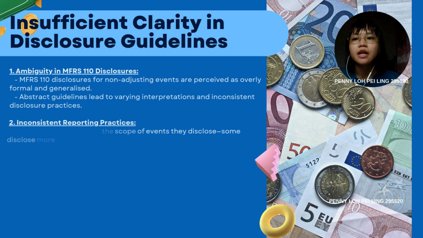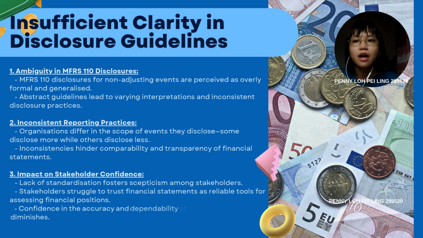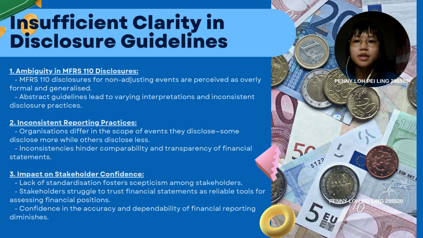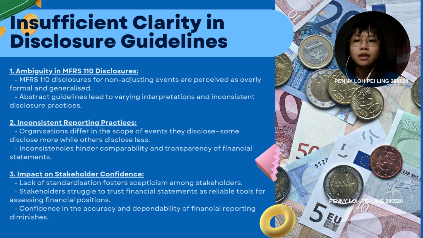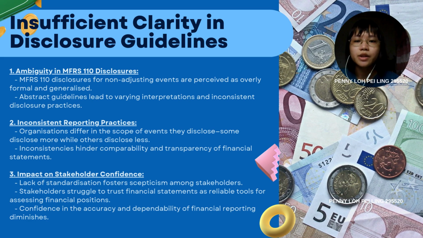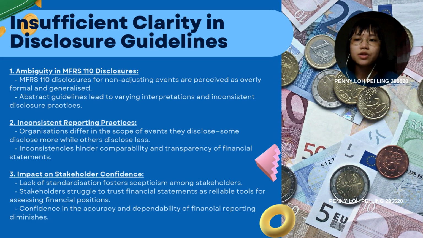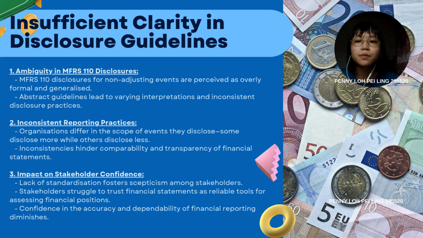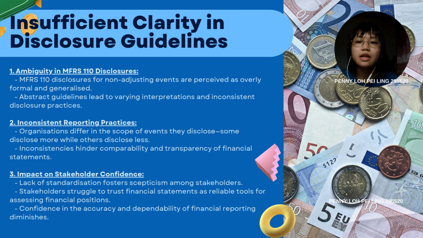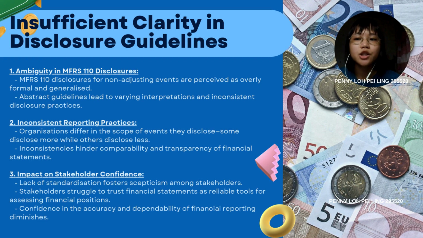Insufficient clarity in disclosure guidelines. Ambiguity in MFRS 110 disclosure. Lack of extra guidelines leads to varying interpretations and inconsistent disclosure practices. Inconsistent reporting practices. Inconsistencies hinder comparability and transparency of financial statements.